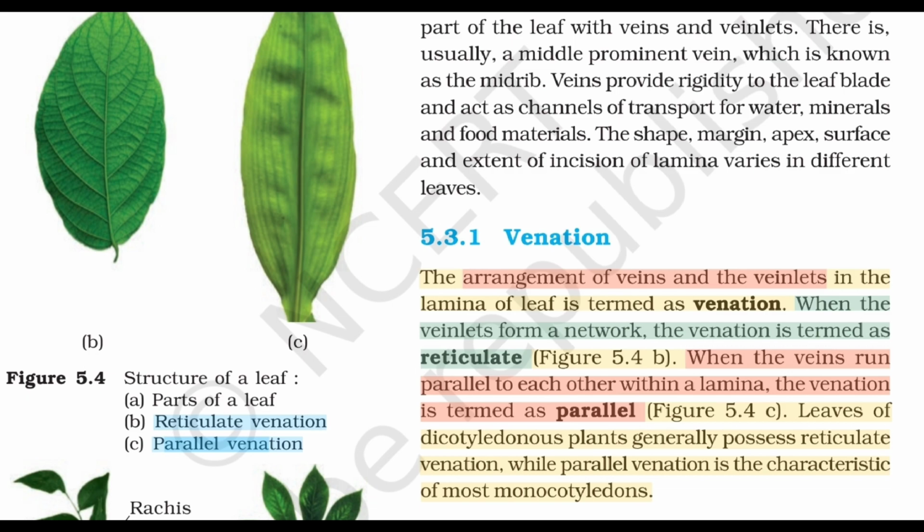5.3.1 Venation. The arrangement of veins and the veinlets in the lamina of leaf is termed as venation. When the veinlets form a network, the venation is termed as reticulate, figure 5.4b. When the veins run parallel to each other within a lamina, the venation is termed as parallel, figure 5.4c. Leaves of dicotyledonous plants generally possess reticulate venation, while parallel venation is the characteristic of most monocotyledons.